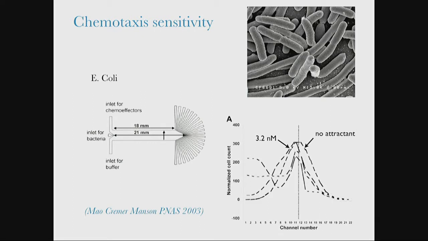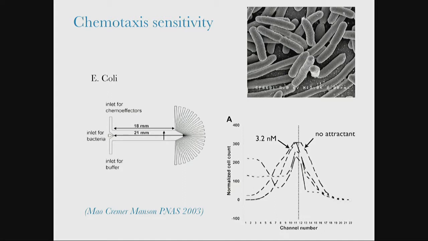But then if they add the chemoeffector, and they can show this for a concentration as low as 3.2 nanomolars, the nano is 10 to the minus 9, and it's this curve here, which I'm trying to outline, then it's biased towards the low channels, which means that the bacteria are actually sensitive to these very low concentrations of the chemoeffector. And that begs the question of how do they do that?